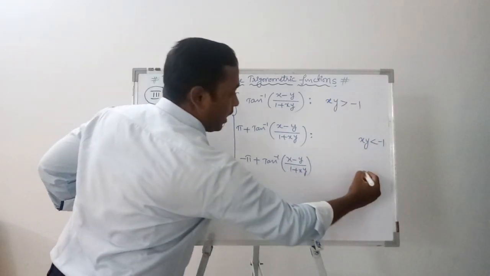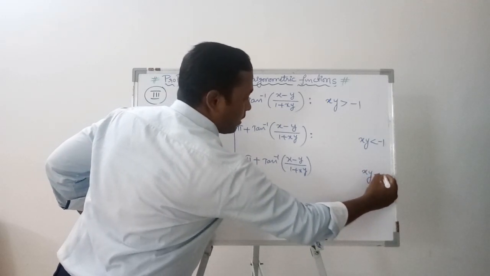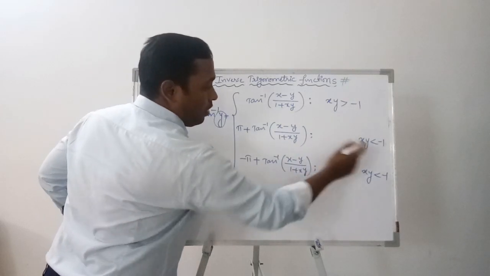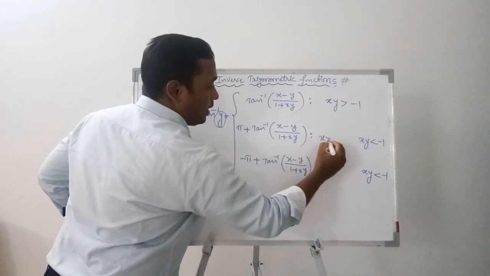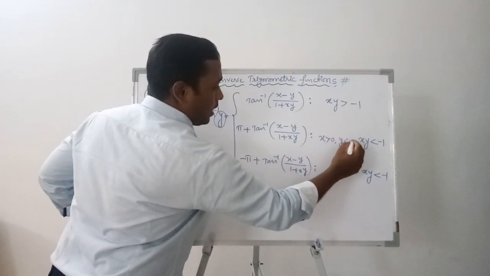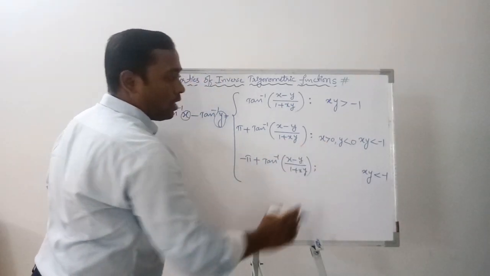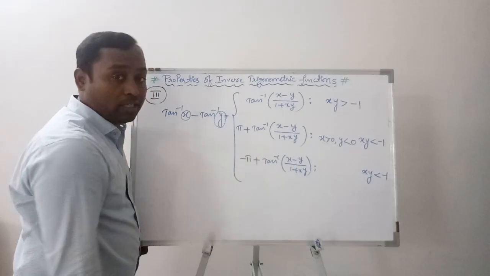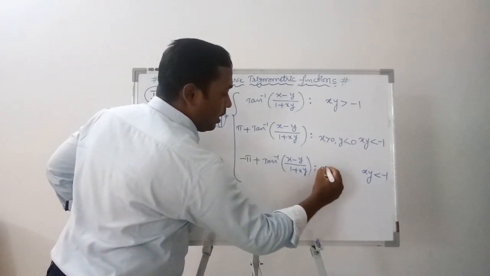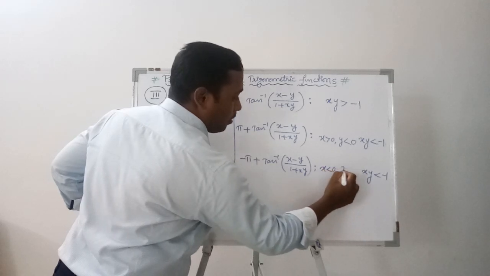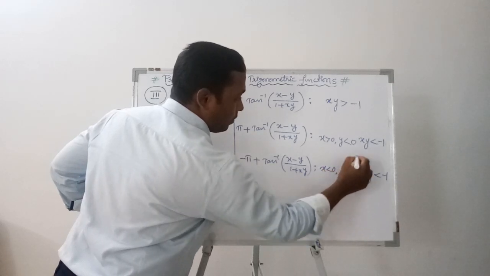So again, when the product is less than minus 1, two cases arise. This will only work when x is positive and y is negative. I repeat, x is positive, y is negative. It cannot be 0. Similarly, if x is negative and y is positive.